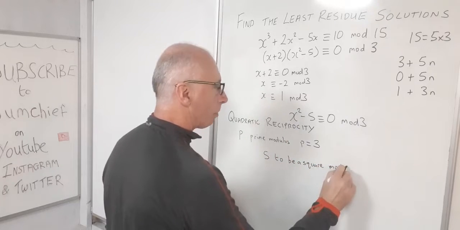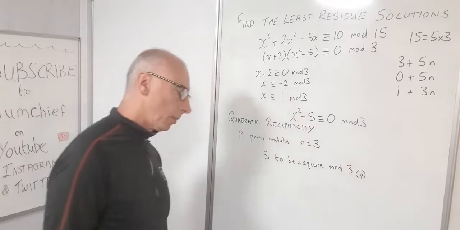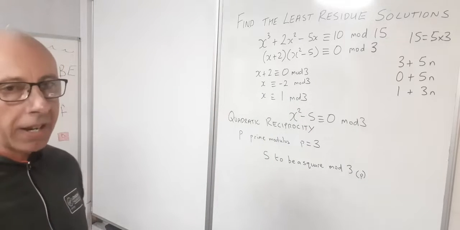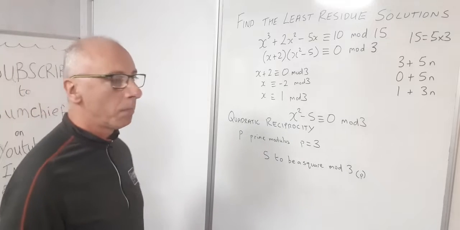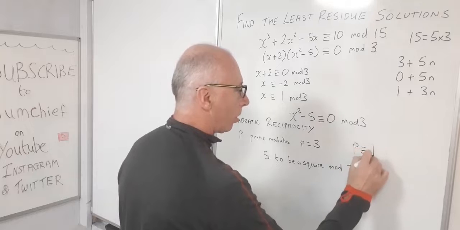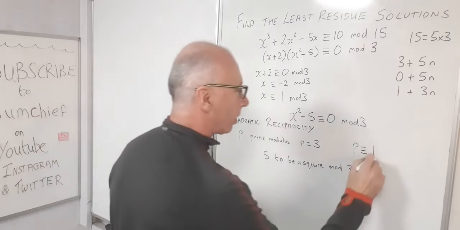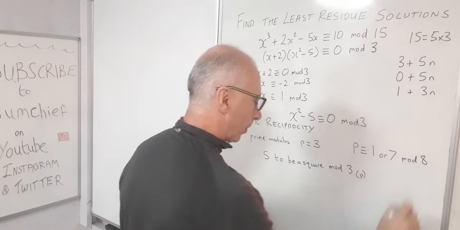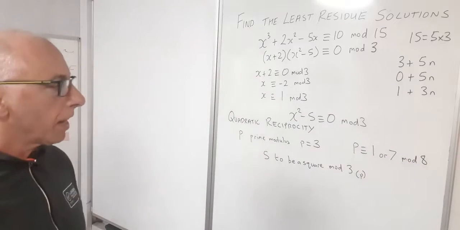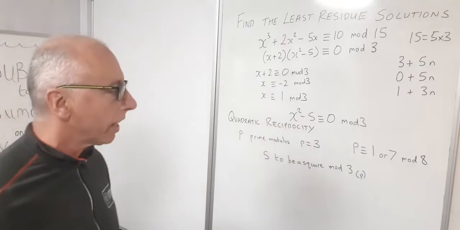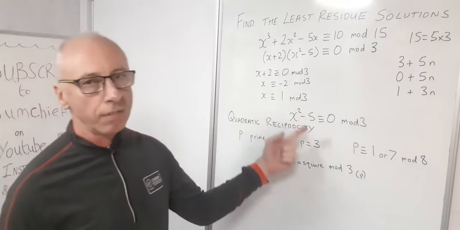Okay, so it's modulus p, which is modulus 3. I'll just write p in brackets there for you. Now this is the case if and only if p is congruent to 1 or 7 modulus 8. Now, if that's the case, then this will have a solution. If it's not the case, then this will not have a solution.